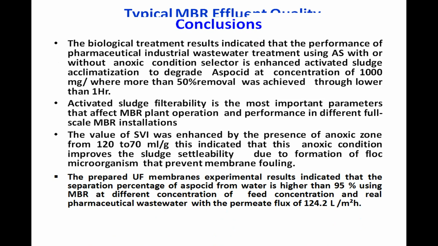The biological treatment results indicated that the performance of pharmaceutical wastewater treatment using activated sludge with or without anoxic conditions is enhanced with acclimatized sludge, at a concentration of 1,000 milligram per liter, where more than 50% removal was achieved in less than 1 hour. Activated sludge filtrability is the most important parameter affecting membrane bioreactor plant operation and performance in full-scale membrane bioreactors. The sludge volume index was improved by the presence of the anoxic zone from 120 to 70 milliliters per gram. This indicates that anoxic conditions improve sludge stability due to formation of microorganisms that prevent membrane fouling.